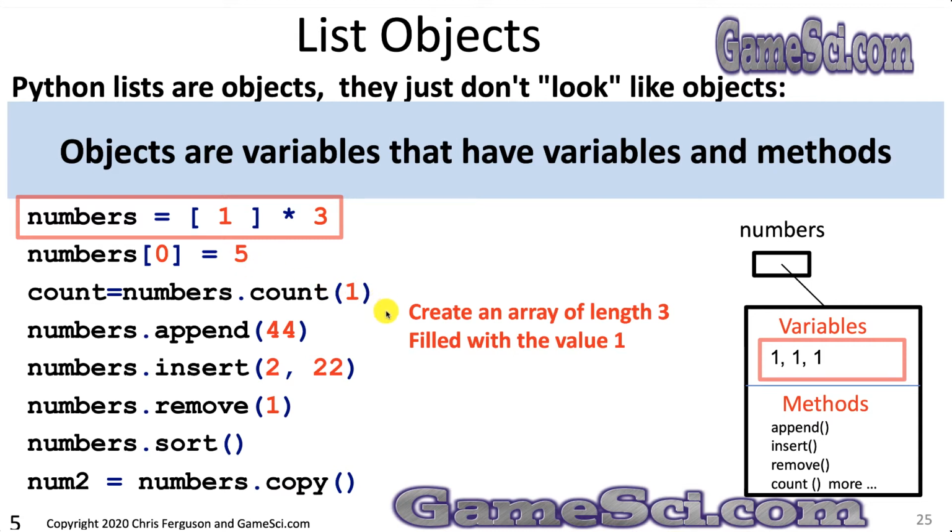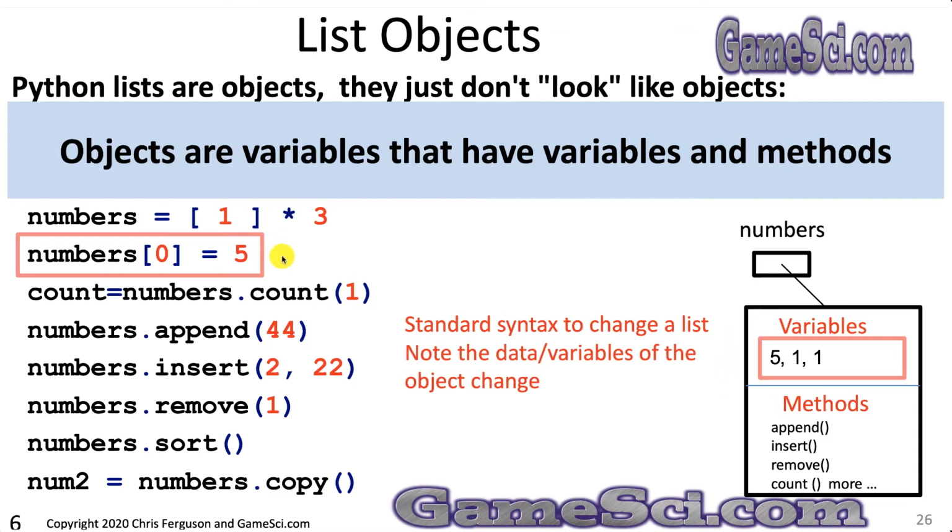Let's start by creating an array of length 3 and fill it with the value 1. This syntax says I want to create an array and I want to store ones in my array, and the times 3 says store 3 ones in my object. And you can see this object has data in it. It has variables, and of course the variables of a list would be values stored in the list. I essentially created a list with 3 slots in it filled with ones, and there's my 3 slots filled with ones.